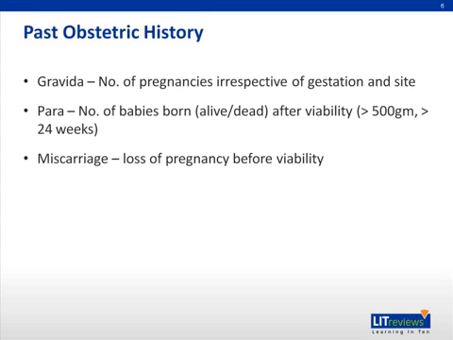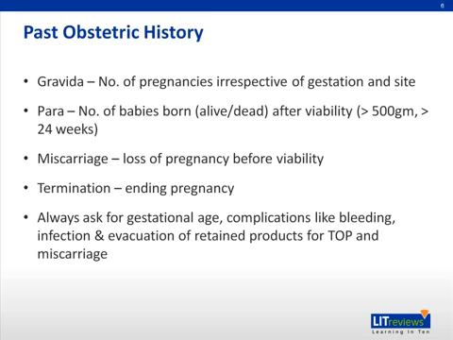Miscarriage means loss of pregnancy before the period of viability. Termination is ending pregnancy. So when a pregnancy has ended before 24 weeks, either as a miscarriage or termination, you should always ask for the gestational age at which it happened, if there were any complications like bleeding, infection, and if they had to go for evacuation of retained products after the termination or miscarriage. And also remember, ectopic pregnancy adds to the gravida.